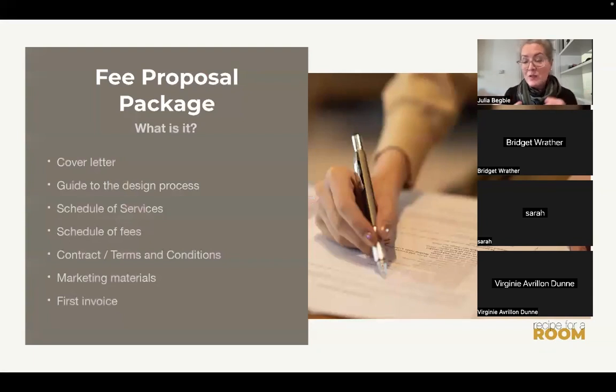Okay, so the fee proposal is a hefty package. It's got lots of information in it. It has a cover letter. It guides your client to what the design process is. It includes a schedule of the services that you're going to be providing, bespoke to them. It provides the fee that you're going to charge. It comes with a contract or has associated terms and conditions. It hopefully also has some nice marketing materials to encourage the client to work with your business. And because I'm an optimist, it also comes with a first invoice. So it's a signpost to the client that this is what is now needed to move into the next phase of the design process.